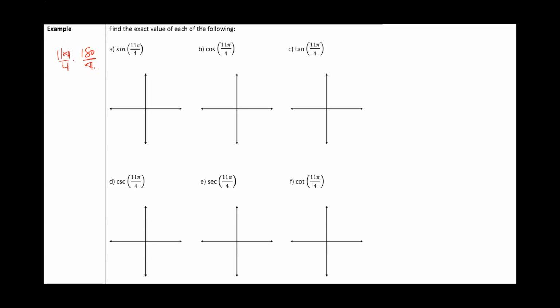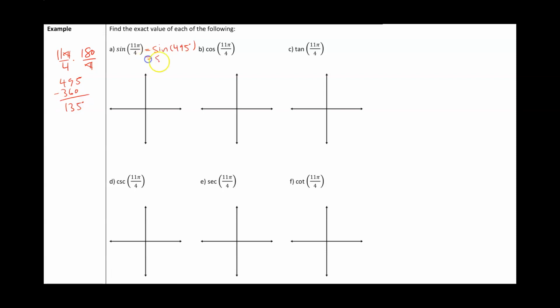So the pi's are going to cross cancel. In your calculator, you can just multiply 180 times 11 over 4, and when you do so, you're going to get 495 degrees. Now we learned in chapter 1 that anytime your angle is not between 0 and 360, we can find a coterminal angle between 0 and 360. So if I take 495 and subtract 360 from that, this will give me 135 degrees.